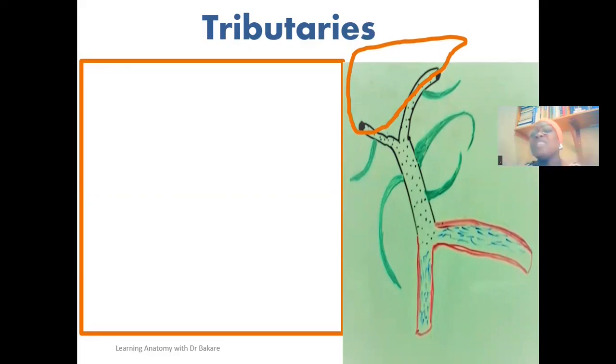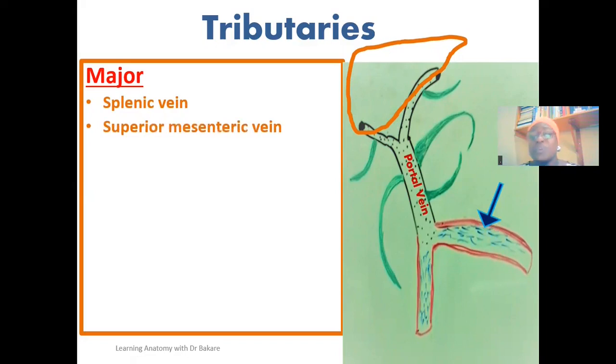So we have major tributaries of the portal vein. The major tributaries that form the portal vein, as we've described in our previous slide, are the splenic vein, and this is the splenic vein. You see the splenic vein merging with the superior mesenteric vein, and this is the superior mesenteric vein. At this point, they merge to become the portal vein. These two veins are the major tributaries of the portal vein.